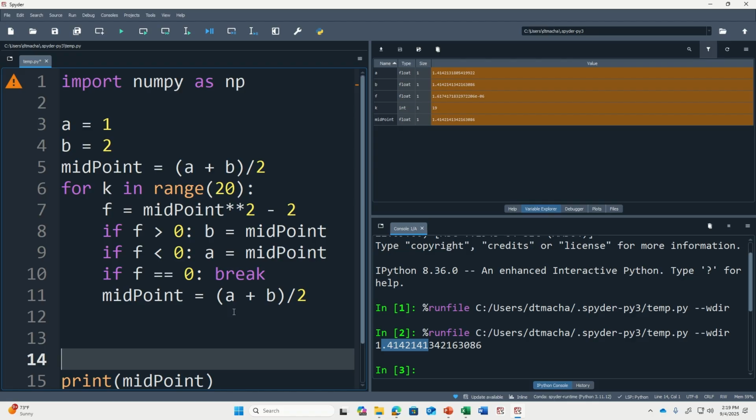Does that question make sense, what I just said? What this says is I calculate the value of my function. If my function is positive, then I'm going to move my lower bound, or sorry, move my upper bound. B is the upper bound. Move my upper bound down to where the midpoint is.